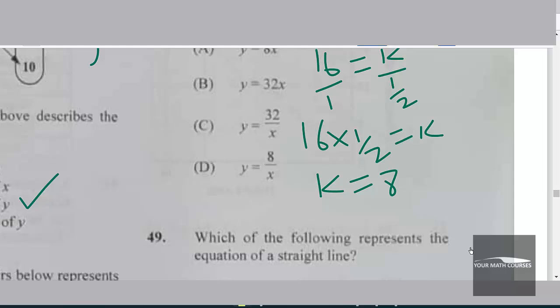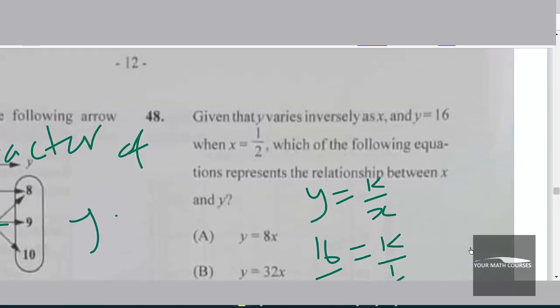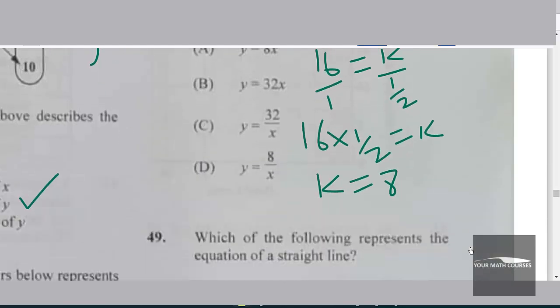So when we substitute 8 for k here, we get y equal to 8 over x. So the correct answer is option D.